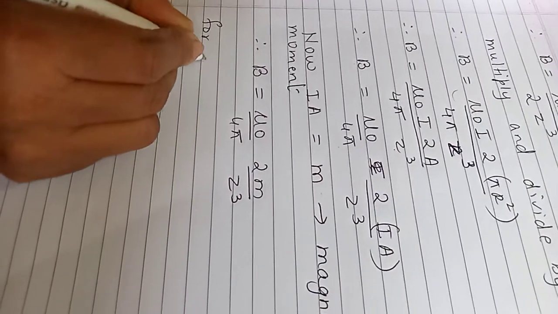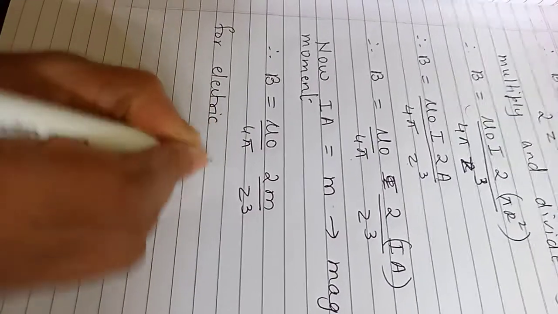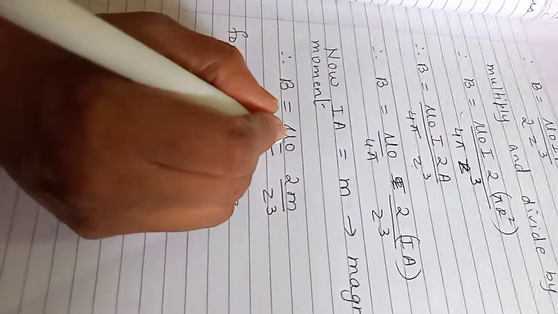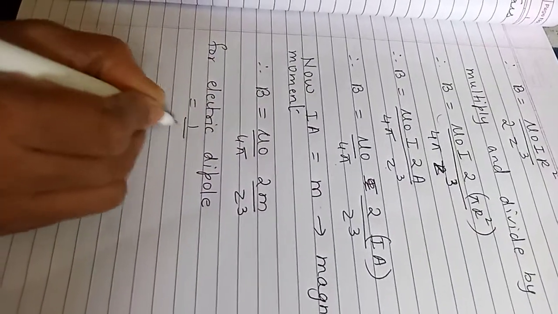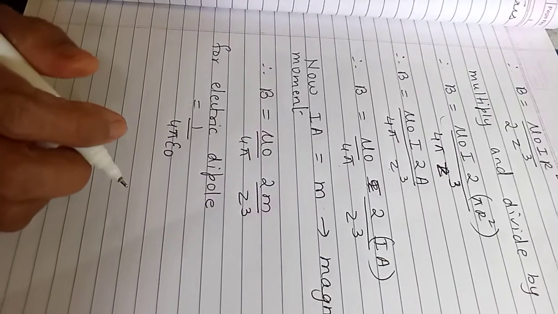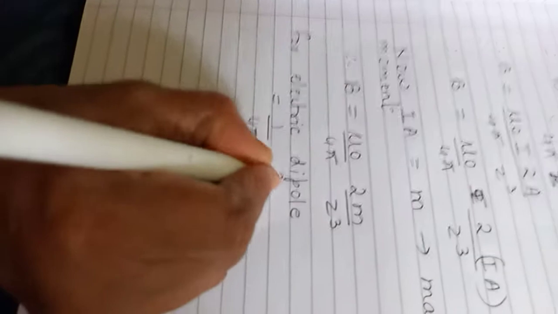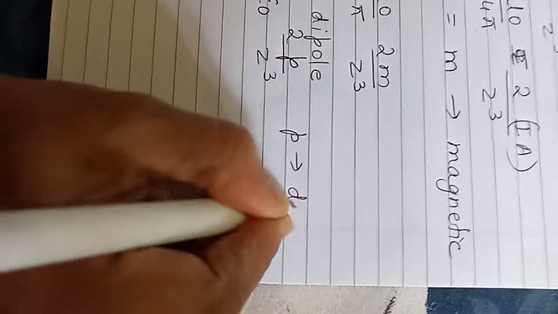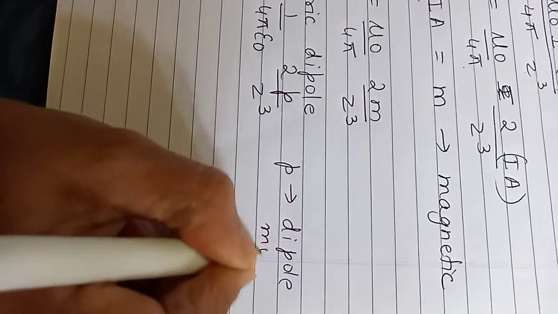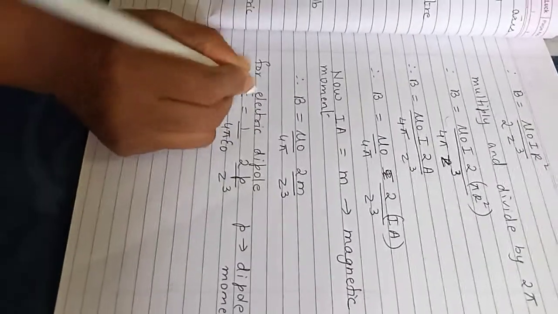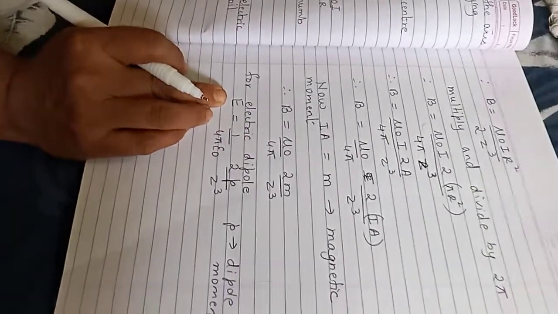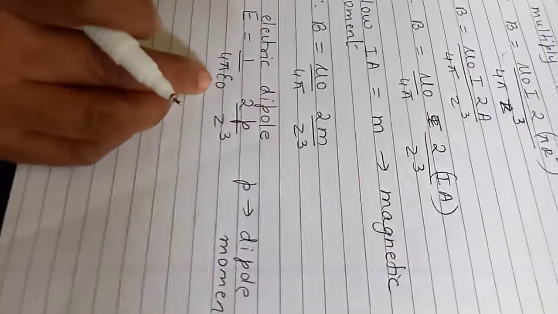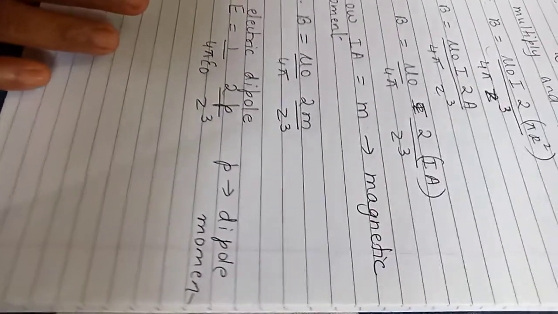Students, for an electric dipole, mu naught is the constant taken for magnetic field. 1 upon 4 pi epsilon naught is the constant taken for electric field, 2 p divided by z cube, where p is the dipole moment. So when you compare the magnetic field, it becomes the electric field. Mu naught is the constant used for magnetic field. Epsilon naught is the constant used for electric field. This is the similarity. Okay?